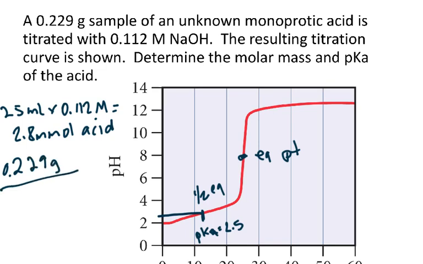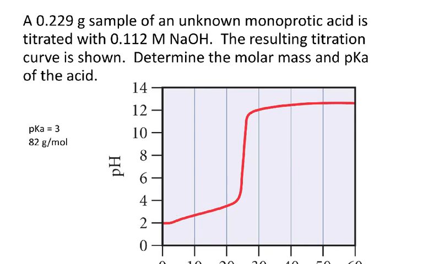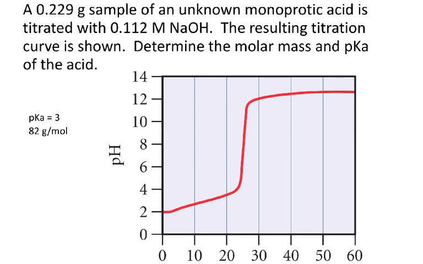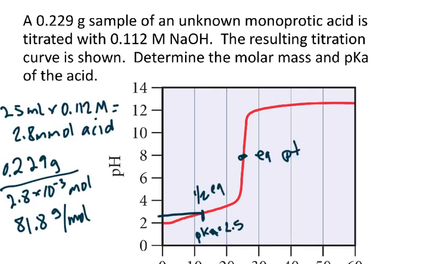So I have 0.229 grams. Actually, let's just do this: I'm converting my millimoles over to moles, so it's going to be 2.8 times 10 to the minus 3 moles. If I do that math, I get an answer of 81.8 grams per mole. So 82 grams per mole, my pKa around 3. That's fine, depends on how you draw it. Mine would round up to 3 if I did 1 sig fig.